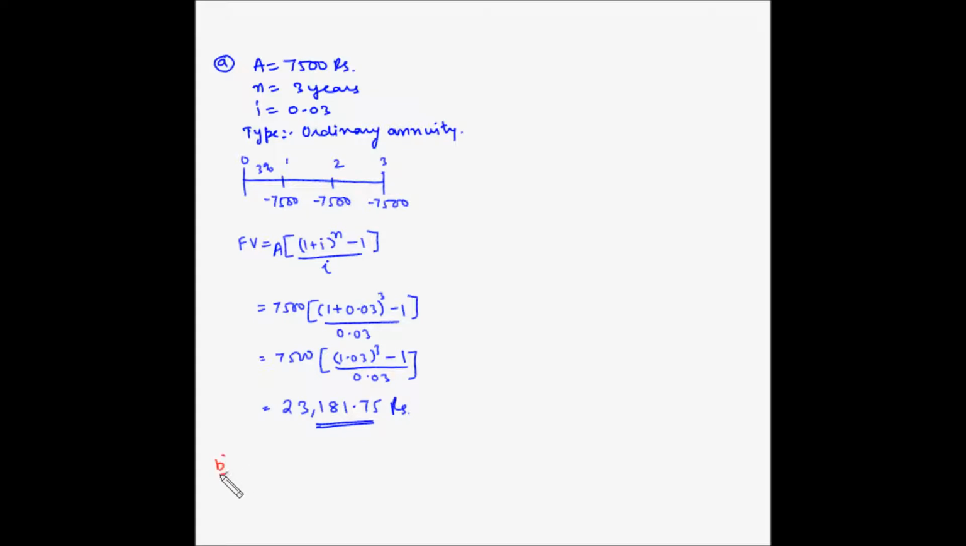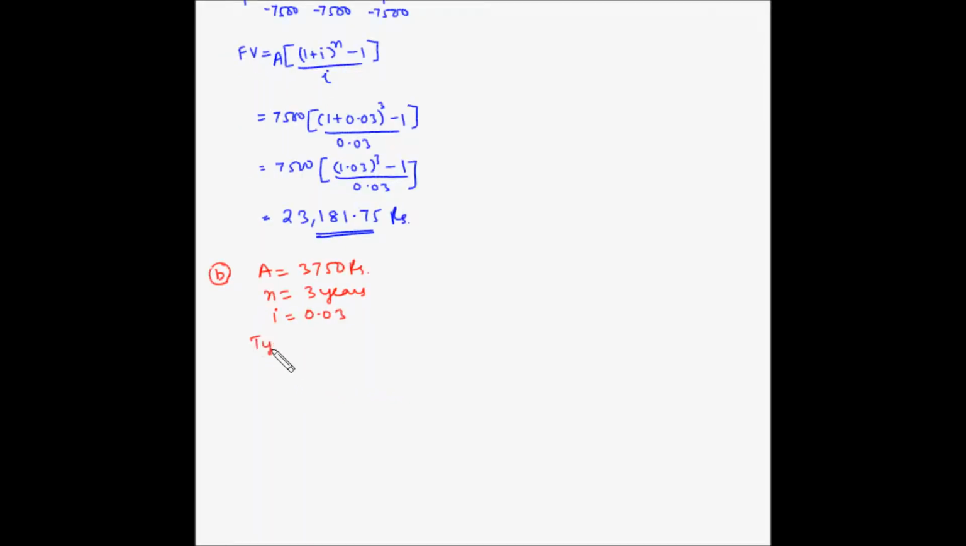Now let's move to part B. So part B says, what if in part A you deposited rupees 3,750 instead of rupees 7,500? So A is 3,750 rupees, N is the same 3 years, I is the same 0.03, and the type is also the same, that is ordinary annuity. So basically the time scale will be something like this. So at the end of each year, instead of 7,500, we are now depositing 3,750. Everything else remains the same.